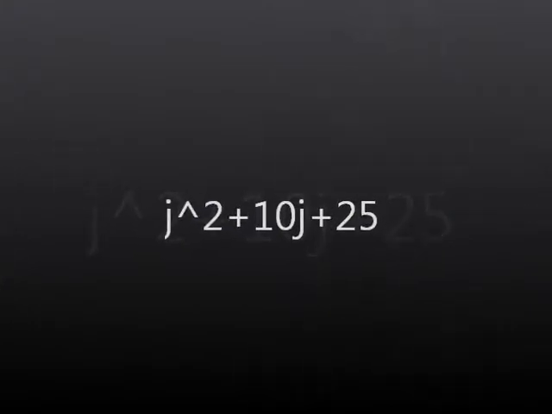Our first term is j squared. The square root of j squared is j, so this fits in. Our last term, 25, its square root is 5, so this fits in too. Now the middle term is 10j. To find out, we have to take the square root of the first and last term, which is j and 5, add them together, and multiply them by 2. So 5j times 2 equals 10j. So this fits in. So this is a perfect square trinomial.